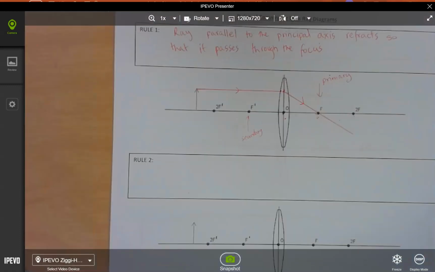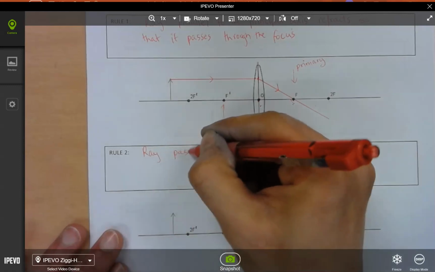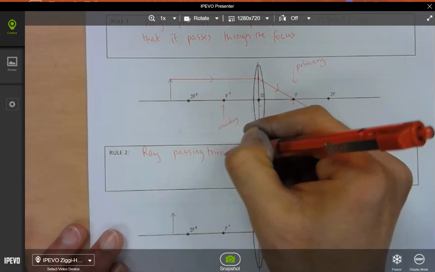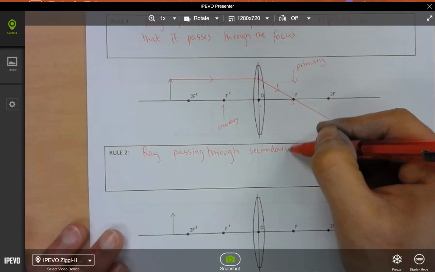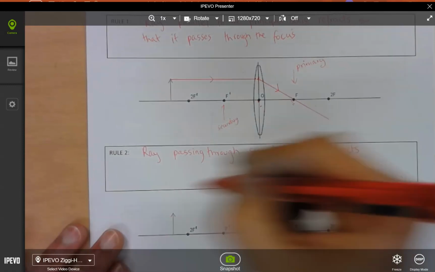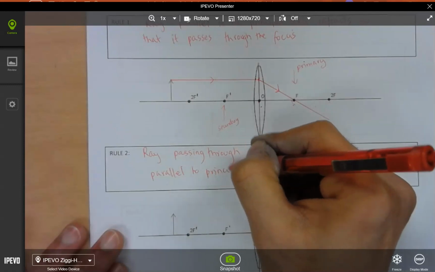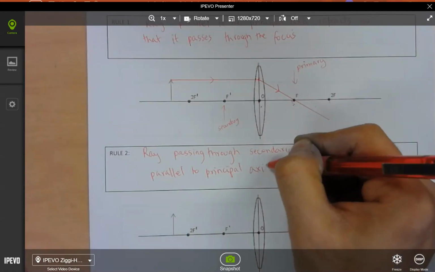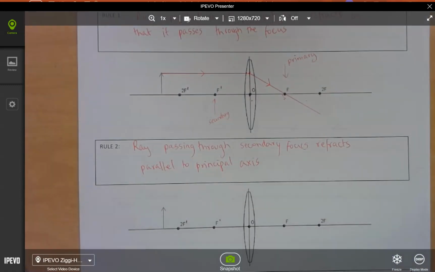Is everybody good for rule number 2? A ray passing through the secondary focus refracts or emerges parallel to the principal axis. Can everybody see? And you can see that this is very similar to what we would have drawn for mirrors, right? Parallel to principal axis, through the focal point.